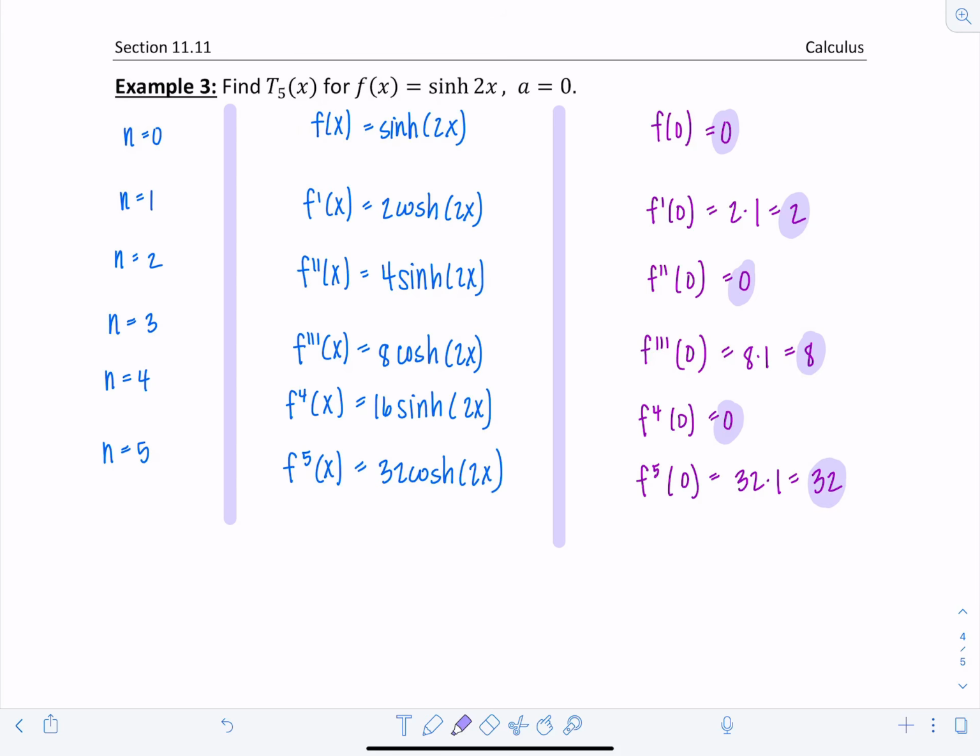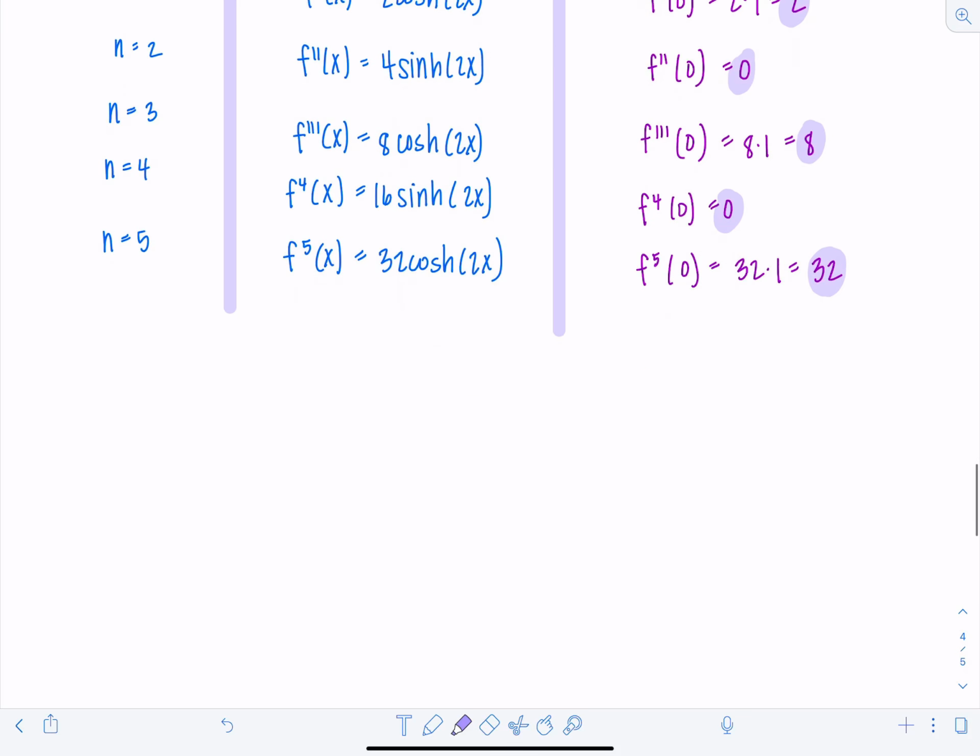So we see only the terms with odd index, the odd degree terms, will remain, right? Everything else is going to be 0. So let's start listing out what we have carefully. So f of x, which equals sinh 2x, is approximately equal to our fifth degree Taylor polynomial, which equals, well, the first term is 0. Then my next coefficient is 2 divided by 1 factorial. It's x minus 0 to the first. Are you guys okay if I just write x to the first? We know the minus 0 doesn't do anything.